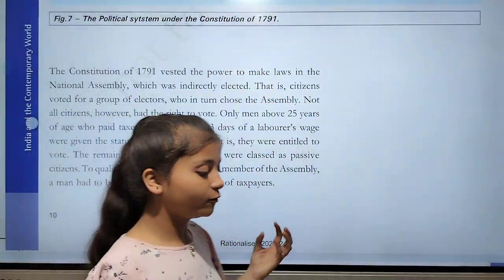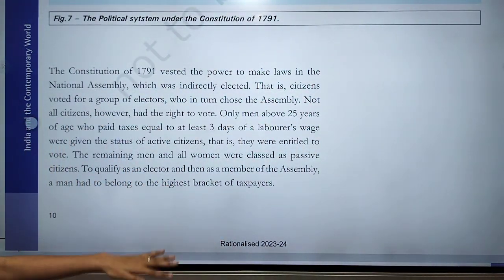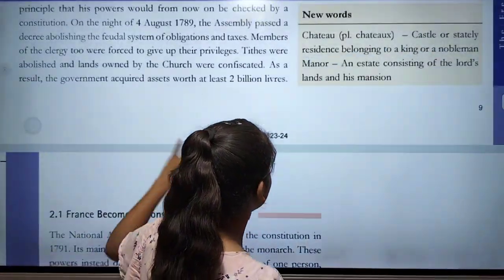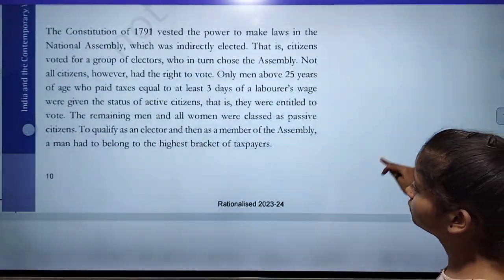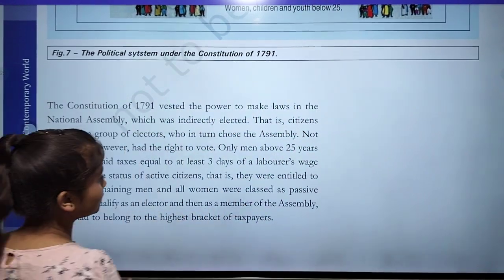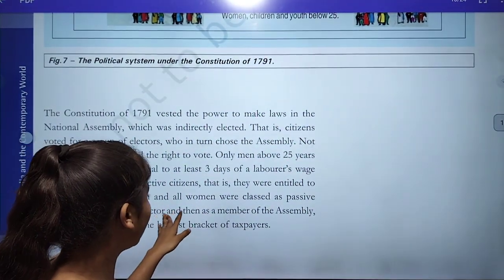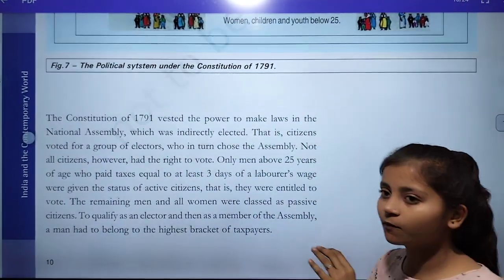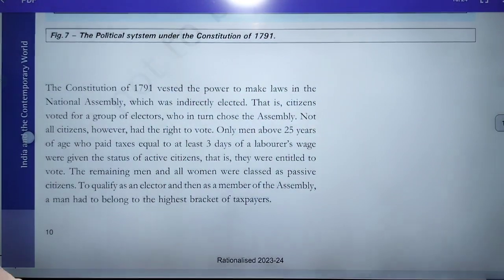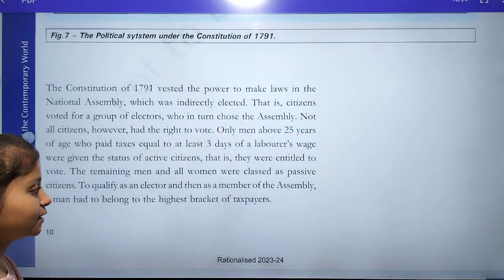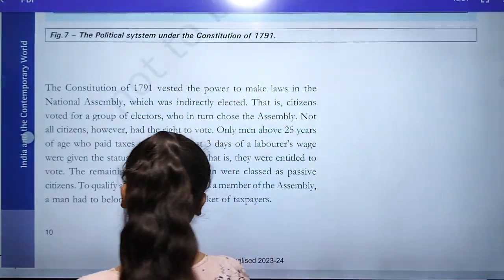But the remaining men, and all women, were classified as passive citizens. To qualify as an elector and then as a member of the assembly, a man had to belong to the highest bracket of taxpayers. It means we can see here the passive citizens, then the electors, then the National Assembly. Firstly they qualify as an elector, then there is an election, and then they become a member of the assembly.